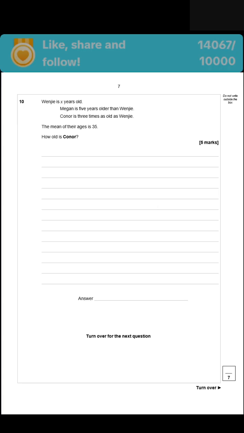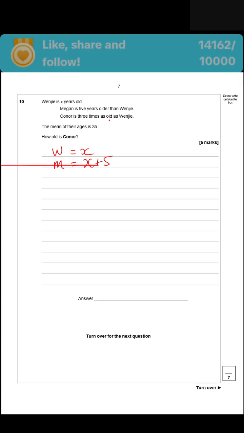So someone is X years old, someone else is 5 years older, and someone is 3 times as old. Now, the wording in the question is really key here. 1 or 2 people will make slight mistakes in this one where they will either add instead of multiplying or multiply instead of adding. So we've got the first person, so W is X. The second person, so M, is 5 years older. So it's not 5 times as old, it's 5 years older than it. So we're adding 5 on. So it'll be X plus 5.